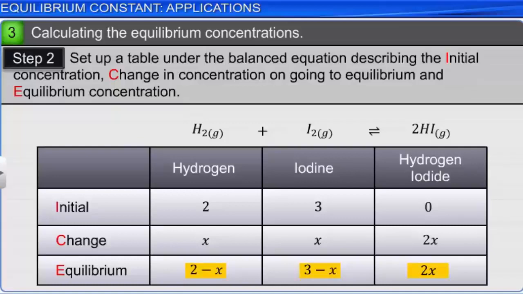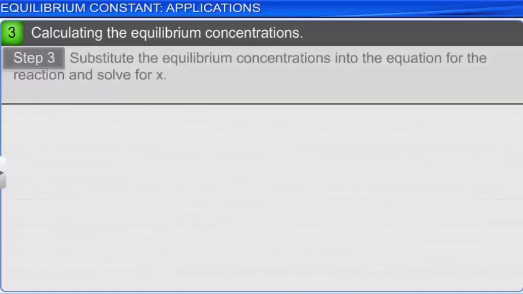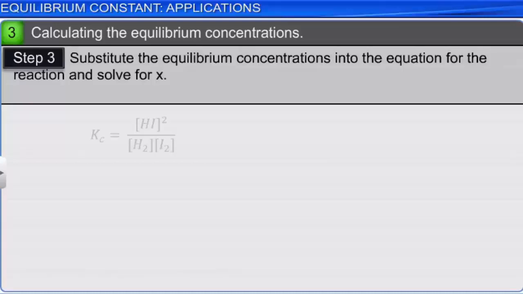In the third step, substitute the equilibrium concentrations in the equilibrium equation and solve for X. The equilibrium equation for the reaction is Kc is equal to concentration of hydrogen iodide raised to the power of 2 divided by the product of the concentrations of hydrogen and iodine.